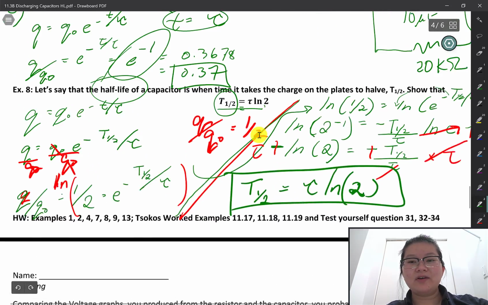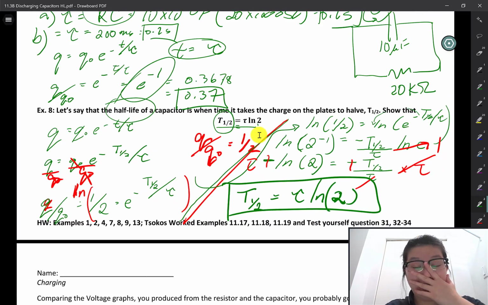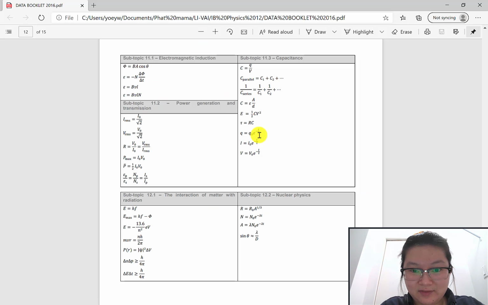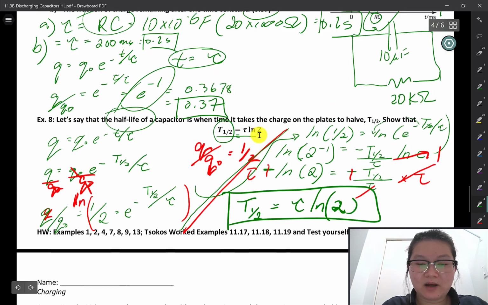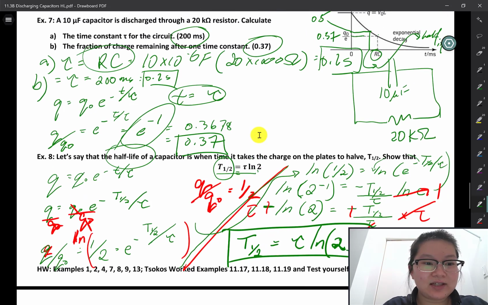Whenever you're trying to solve for points on a graph, these are two interesting points you could plot. One of them is the time constant and the other one is the half-life. I don't believe half-life is given in your data booklet, so you probably need to know how to derive it. So you do need to know your logarithms and your natural lns. All right, so that's question 7 and 8.